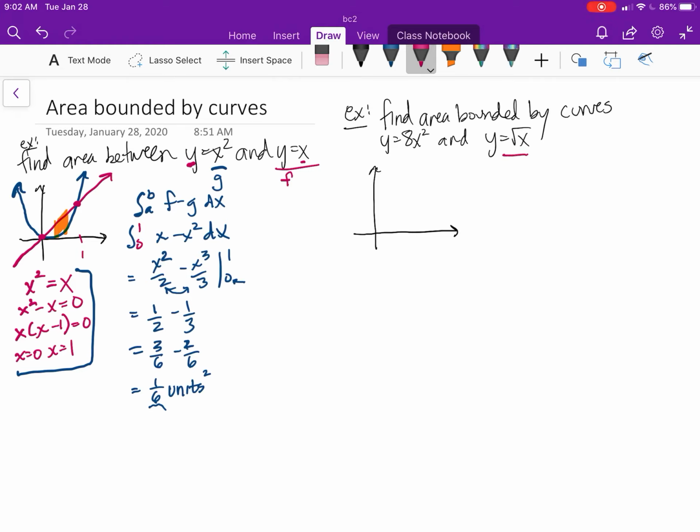All right. Next example, a bit more complex. Wanted to do 2. 8x squared is a very, very steep parabola, right? It's still a parabola, it's still a U, but that 8 means it's stretched vertically.